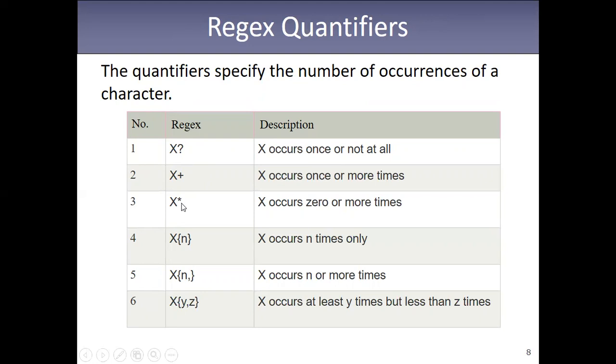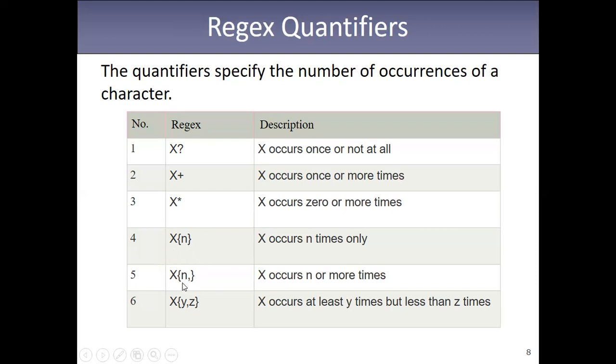Here, the meaning of this asterisk is X occurs 0 or more times. Then, within curly brackets, we have a number n. Here, it means that X occurs exactly n times only.